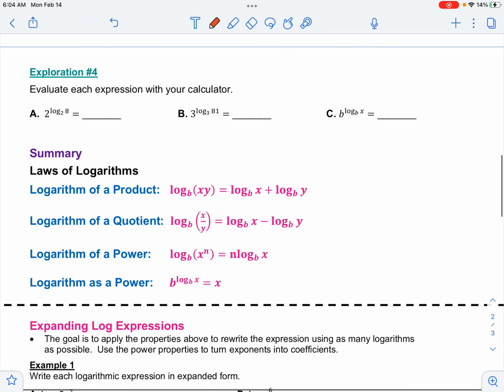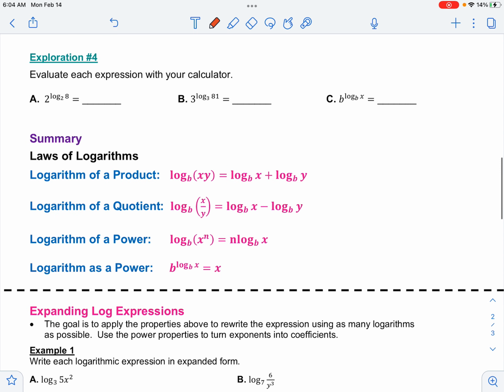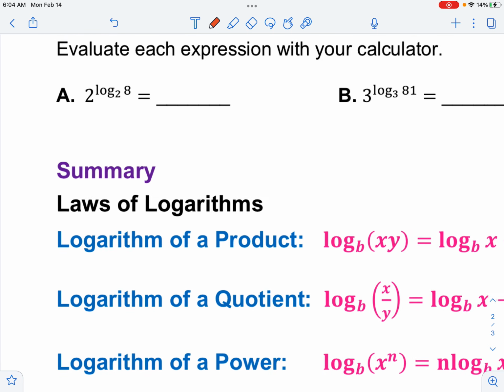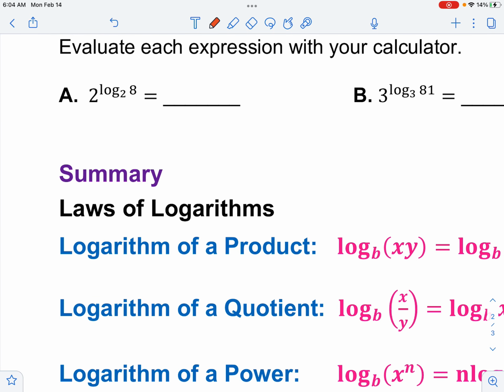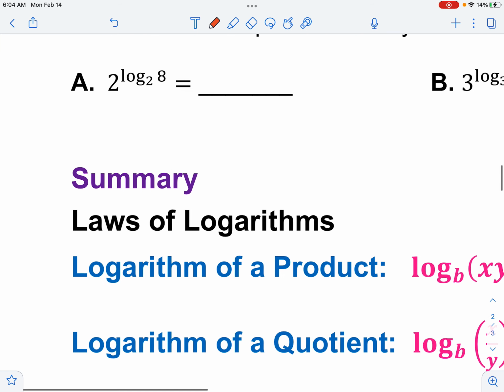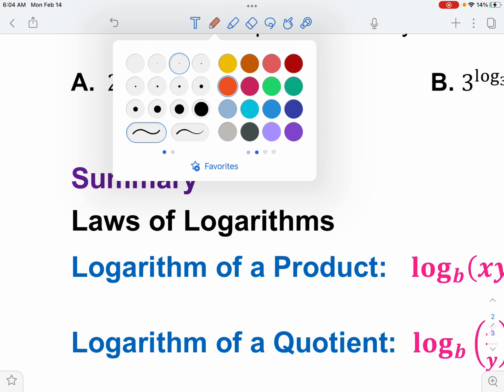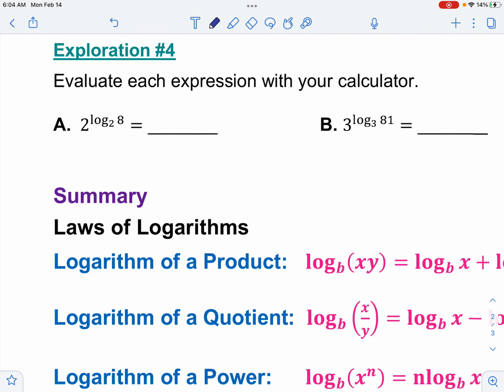Okay, and then the last property, the directions say use your calculator, but we actually did this without the calculator. So I showed them, these are actually exponential expressions. And so to explain this property, I had them change these to log form. So just a quick reminder to write something from exponential to log form.